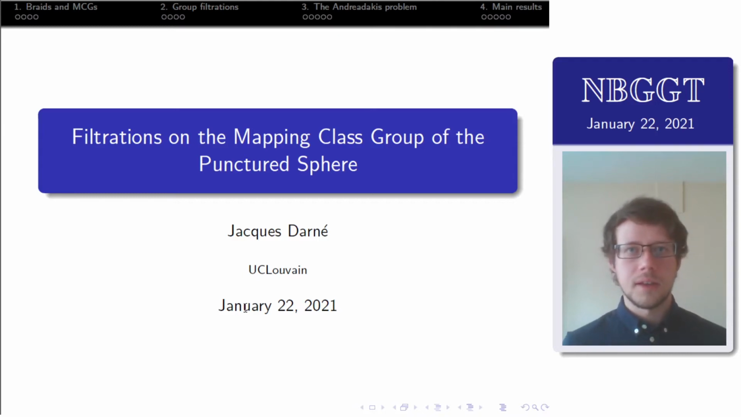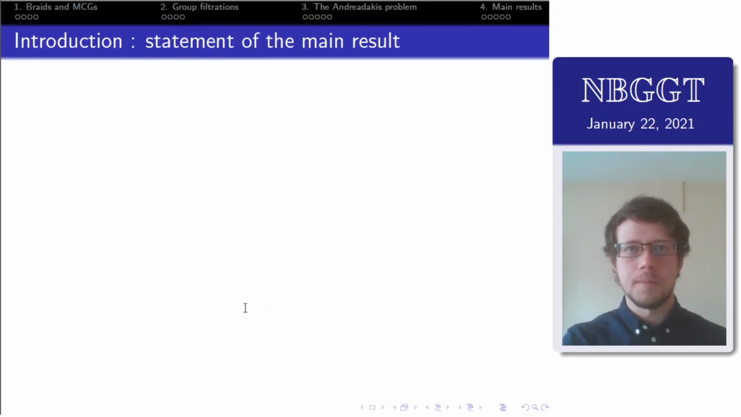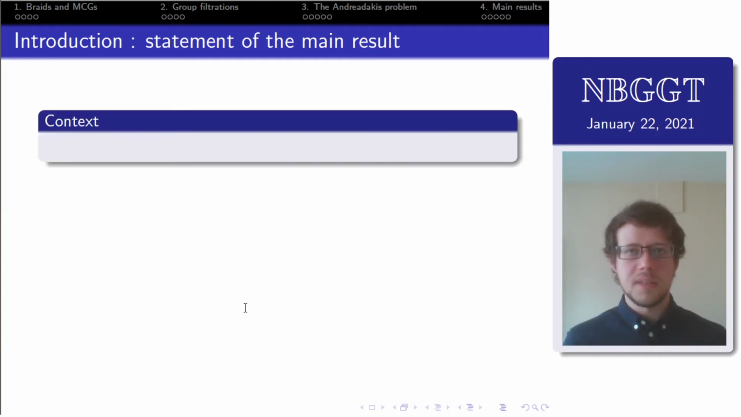And so let me talk about filtrations on the mapping class group of the punctured sphere. Here I begin with a statement of my main result. First I need a bit of context. I'm interested in this group G.